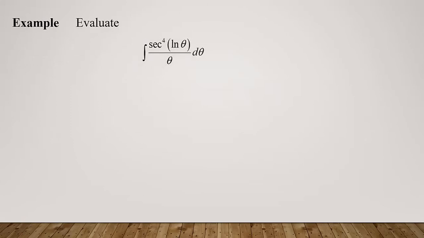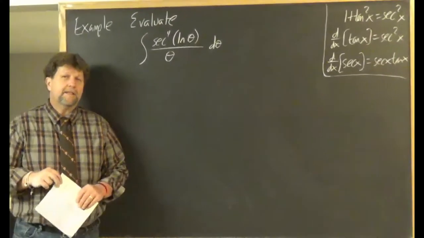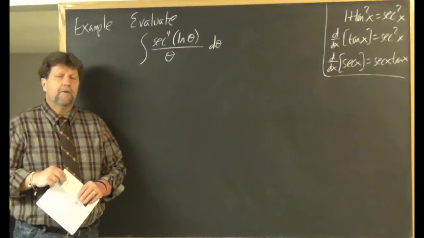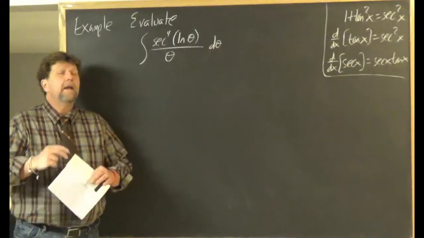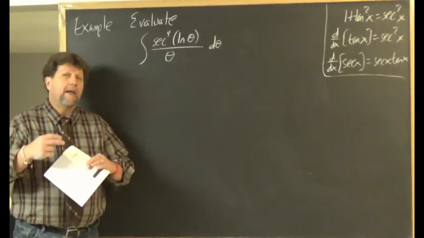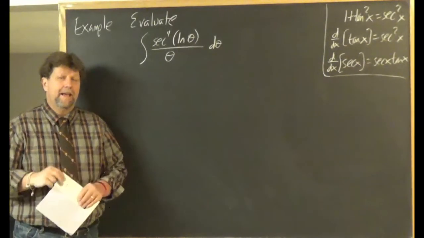We're gonna integrate secant to the fourth of natural log theta, all that over theta, d theta. So again, you know the drill. Get this in your notes. I'm heading off to the chalkboard to work through it. All right, this example, we're asked to evaluate the integral of secant to the fourth natural log theta, all of that over theta, d theta.